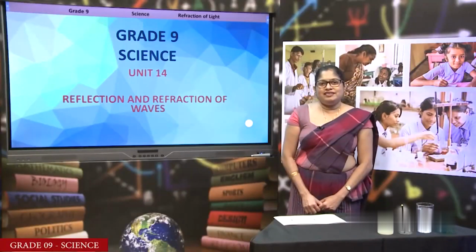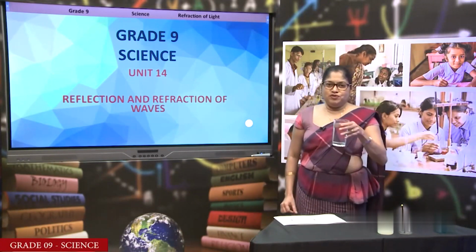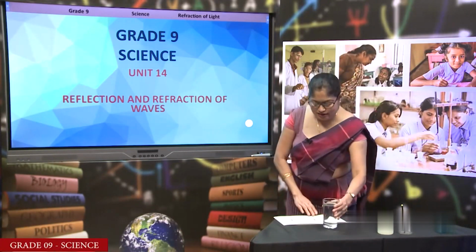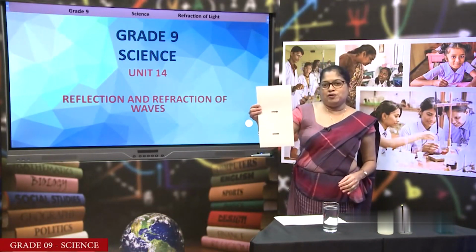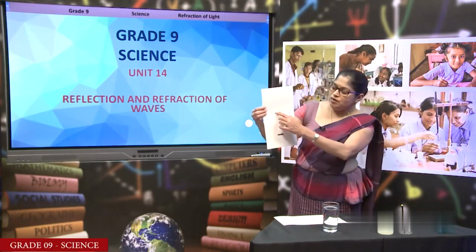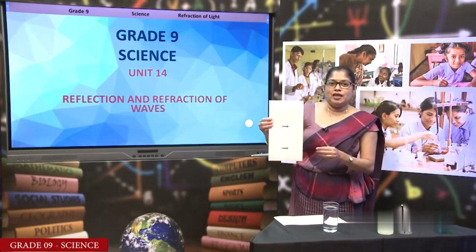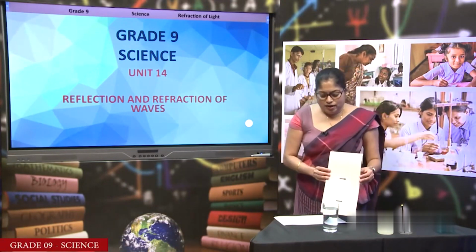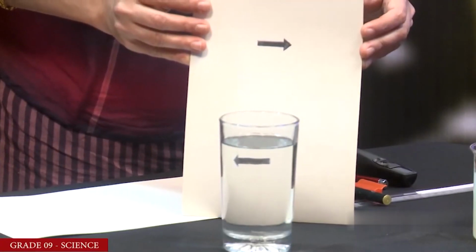Before I start the lesson, let me introduce you a small magic. You all can join with me to do the magic. Go and get a transparent glass of water like this and be ready with a paper with 2 arrows. You can see here both the arrowheads are in the same direction. So, I will keep the arrow sheet behind the glass of water.